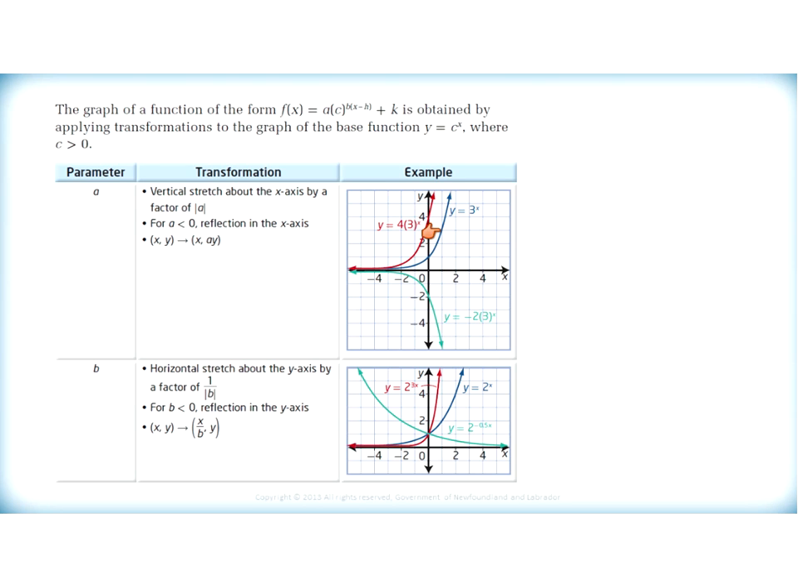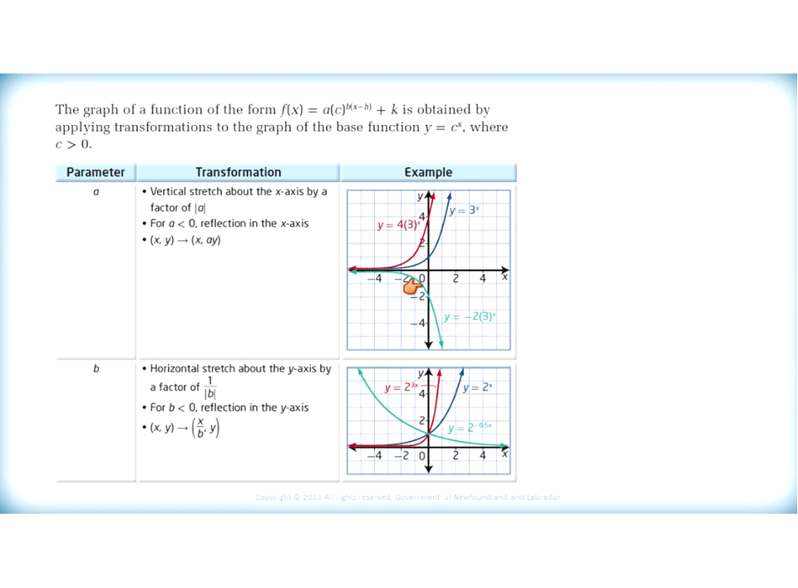So if we were to take a couple of examples here, if we take the function y = 3^x, for example, and we place a 4 in front of the 3^x, we've stretched the graph by a factor of 4. That's a vertical stretch of 4. And you can see that the point (0, 1) is now mapped to the point (0, 4), stretched by a factor of 4. The mapping rule for that function is (x, y) maps to (x, ay), a vertical stretch of a. Note again that if a is less than 0, it's a reflection in the x-axis.